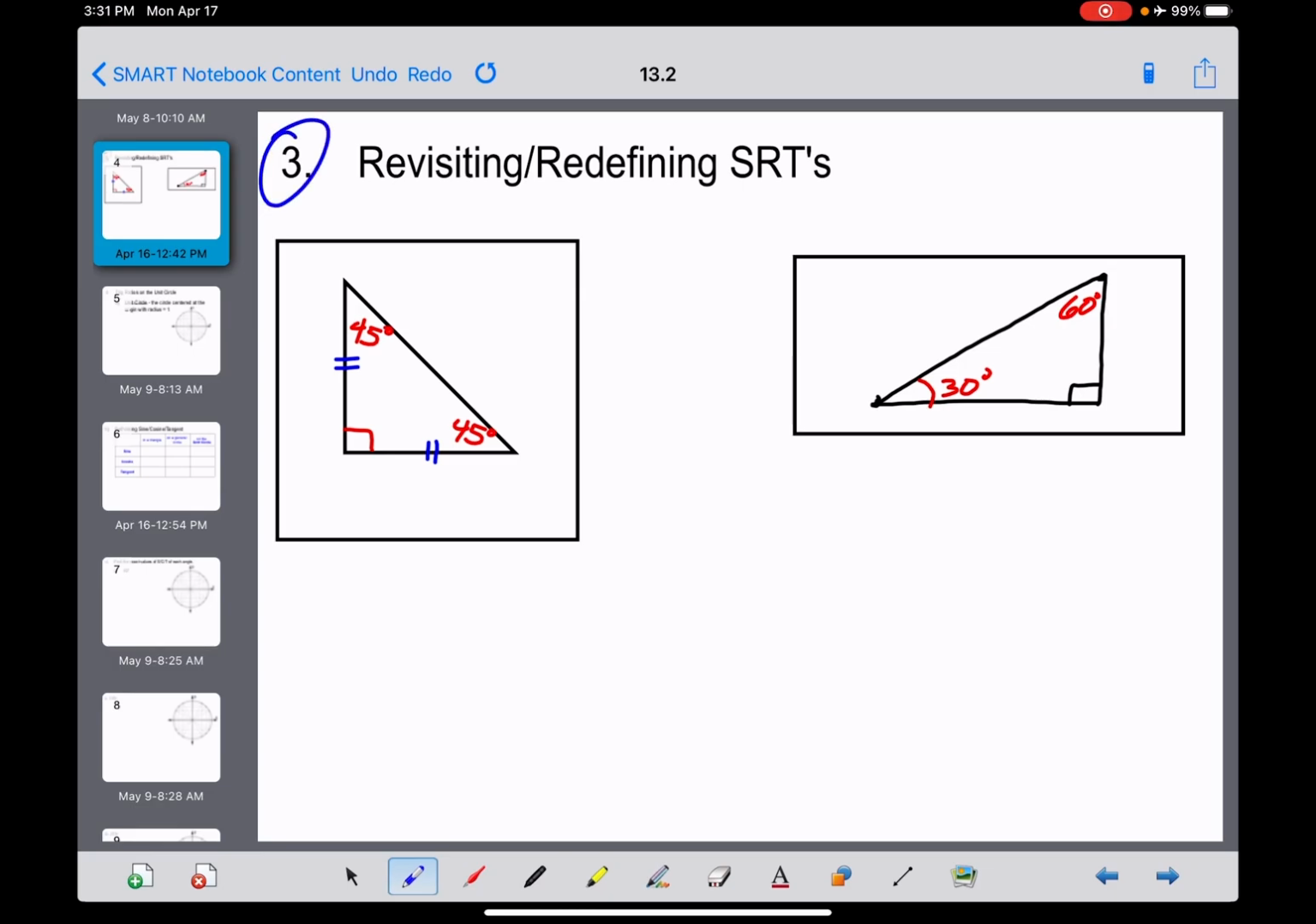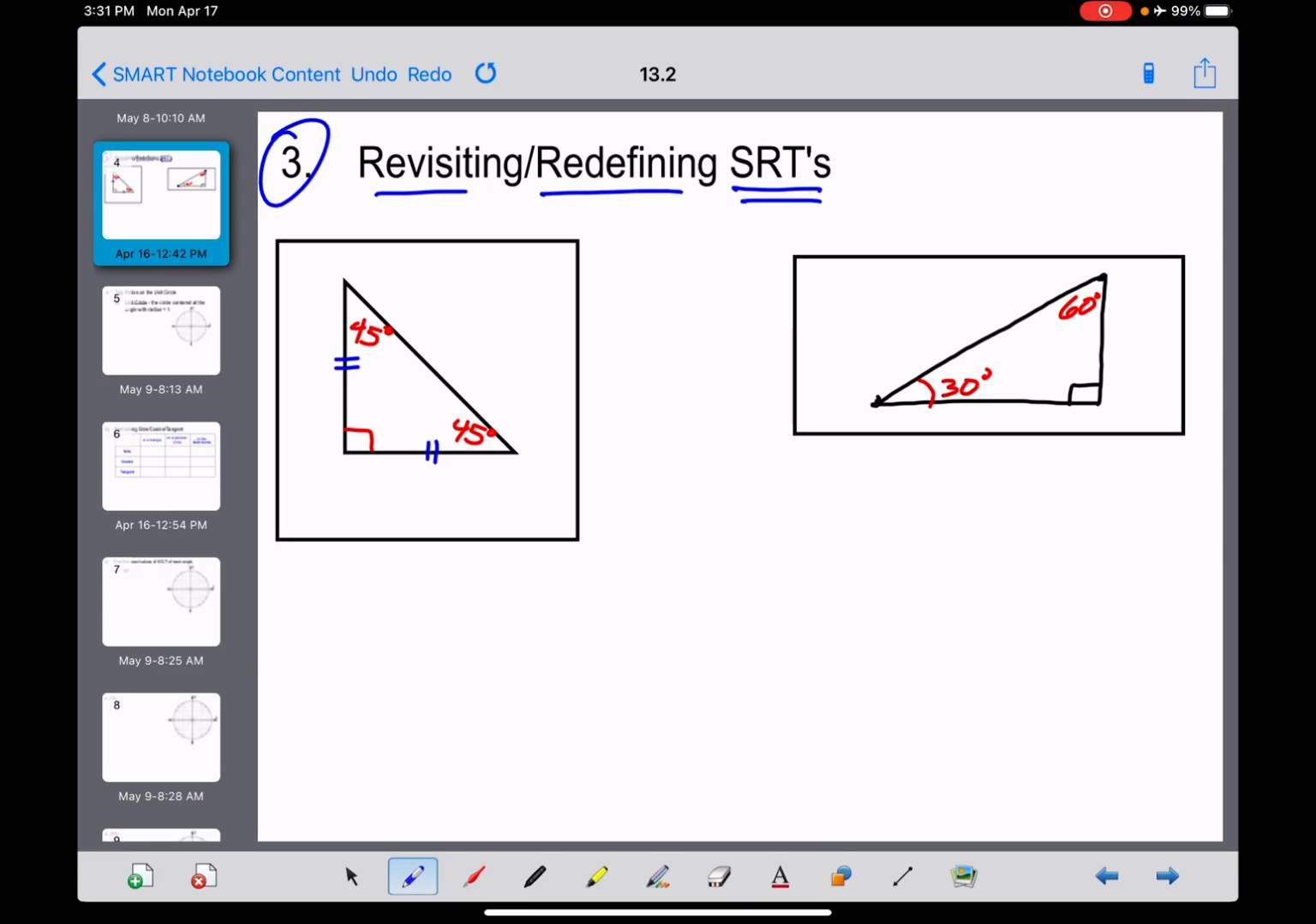So I can't stress this strongly enough, guys. Get this in your notes, write it down really big, put a box or a circle or a little drawing next to it and study this stuff. We're going to revisit and kind of redefine special right triangles, which we talked about in 13.1.